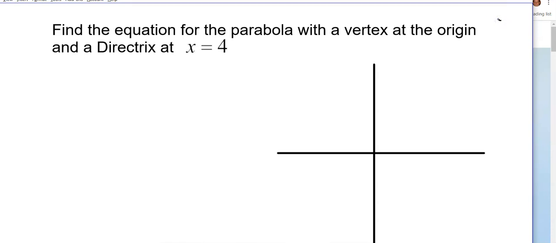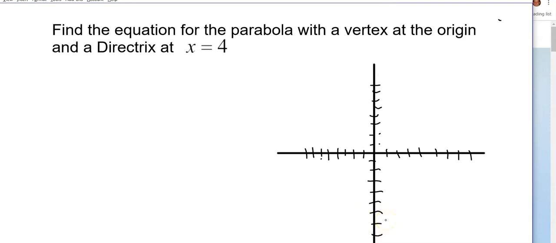Okay, so let's sketch this out. You don't have to sketch it out, but it's just helpful to see the graph. It's good practice for us. You could use graph paper for this as well.